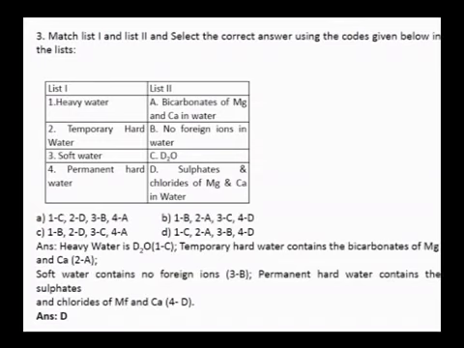In question number 3, we have to match the items in list 1 with list 2. Heavy water is also called deuterium oxide, and hence heavy water matches with C in list 2. Temporary hard water is due to the presence of bicarbonates of magnesium and calcium in water, and 2 in list 1 matches with A. Soft water is considered as water with no dissolved salts or no ions in the solution, and hence 3 in list 1 matches with option B. The permanent hard water, as I said, is due to sulfates and chlorides of magnesium and calcium, and therefore the correct option is option D for question number 3.